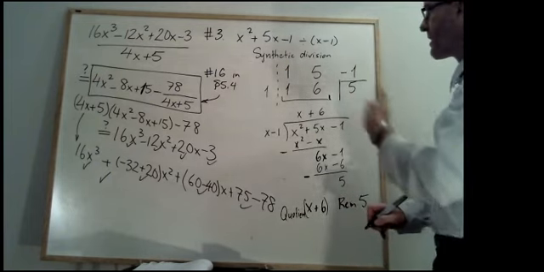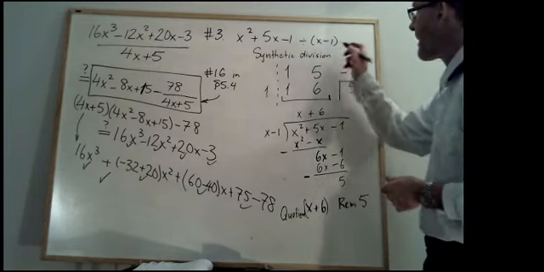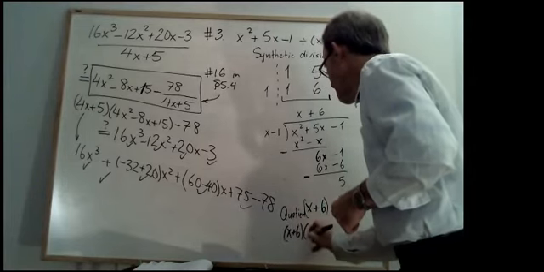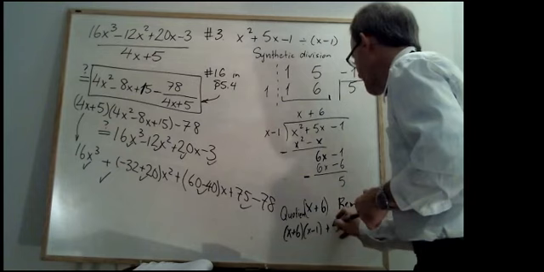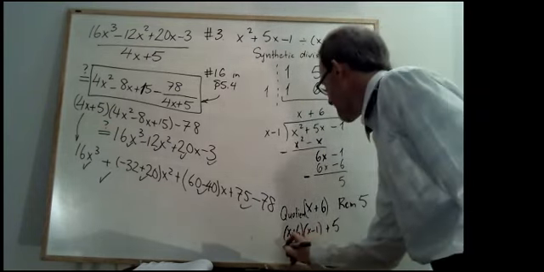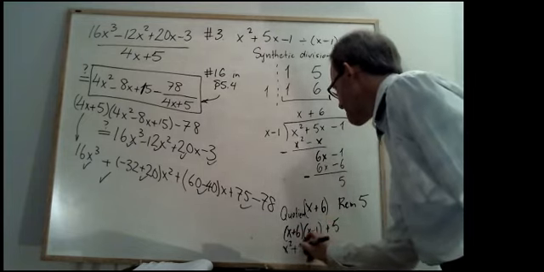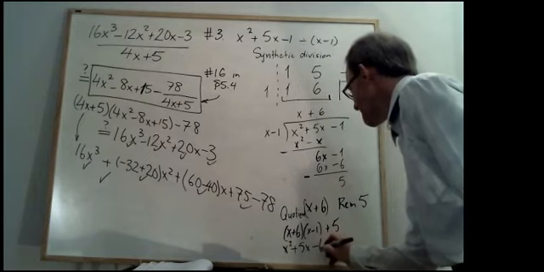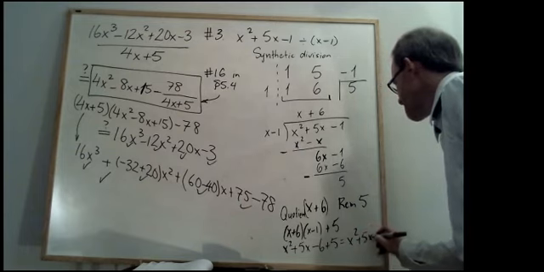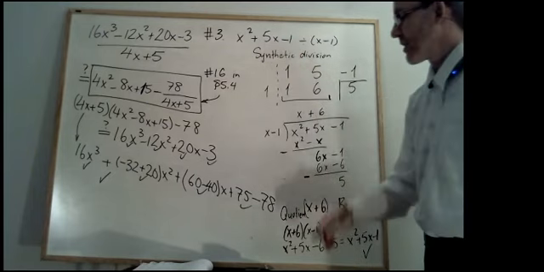And remember, as before, I can check to see if this works by going back and multiplying x plus 6 by x minus 1, and then adding 5 and seeing if that gives me the original polynomial. And I get x squared plus 6 minus 1 is plus 5x, minus 6 plus 5, which is indeed x squared plus 5x minus 1.